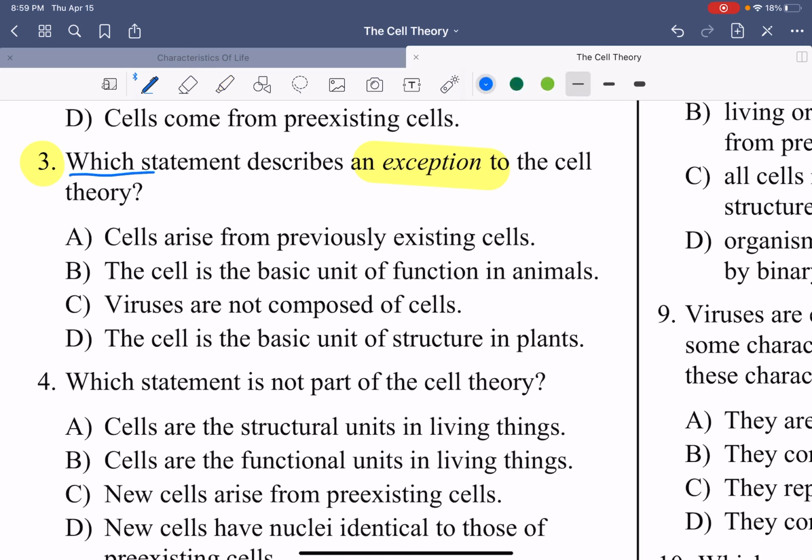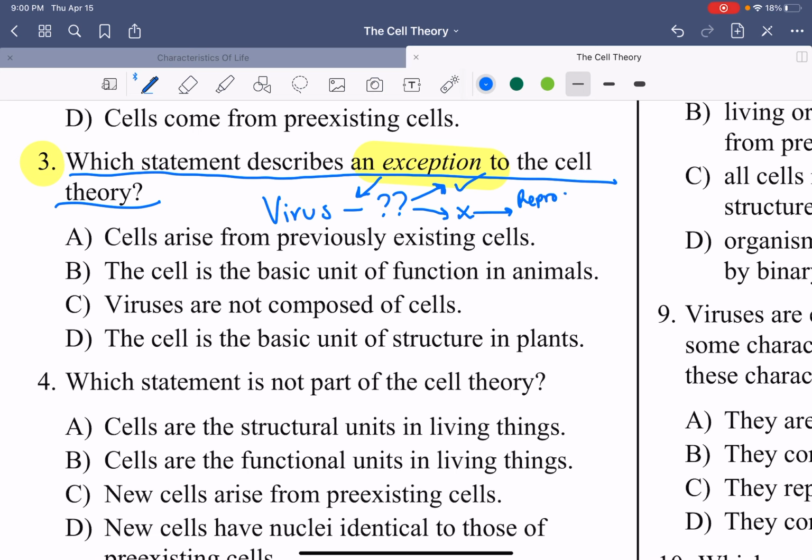Okay, so let's read. Which statement describes an exception to the cell theory? An exception means something that we think is a cell, but it's not a cell. And this exception, we are specifically talking about virus. Scientists are still questioning if a virus is considered living or non-living. Some scientists think that it is living, and some think that it's not living. The reason why they think it's not living is because in order to reproduce, they have to invade a host. And they also don't have a true cell body, but they do have genetic material. They do have DNA. So this is always going to be the exception to the cell theory: the virus.